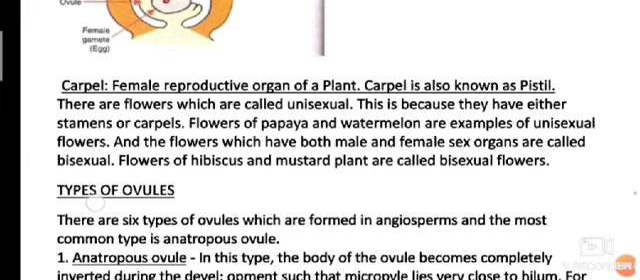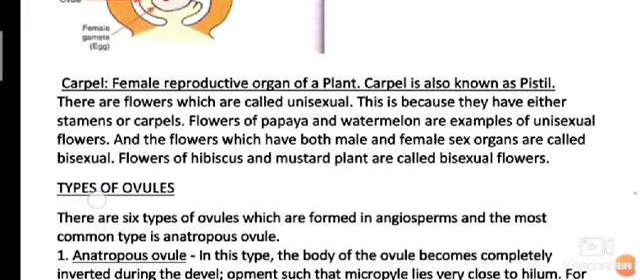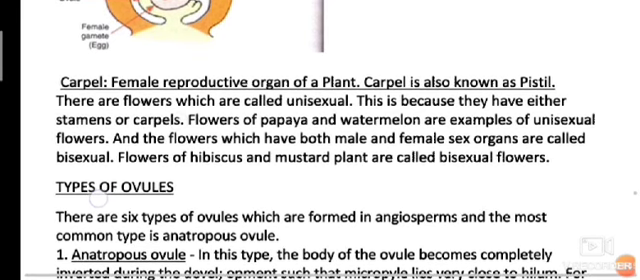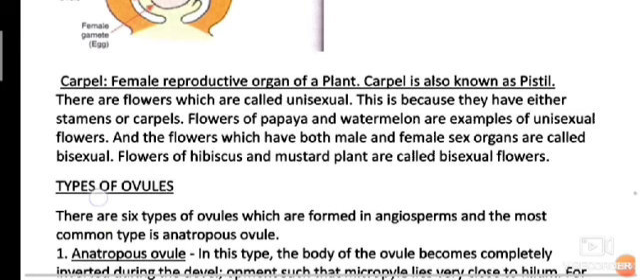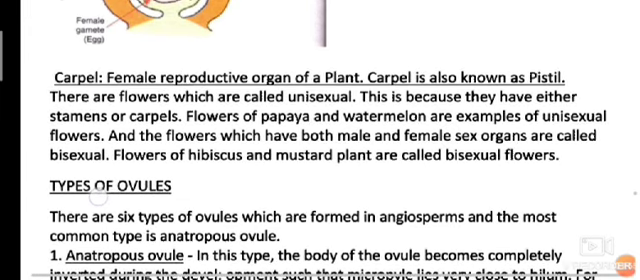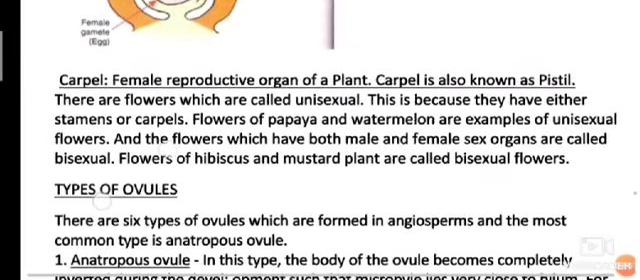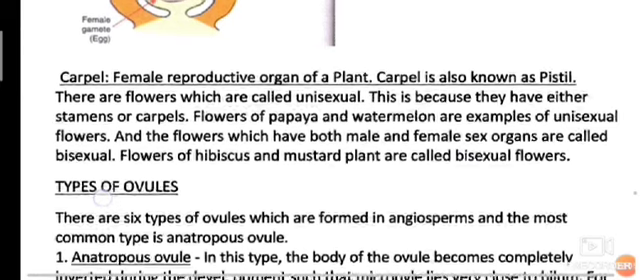There are flowers which are called unisexual. This is because they have either stamens or carpels. Flowers of papaya and watermelon are examples of unisexual flowers. And the flowers which have both male and female sex organs are called bisexual. Flowers of hibiscus and mustard plant are called bisexual flowers.